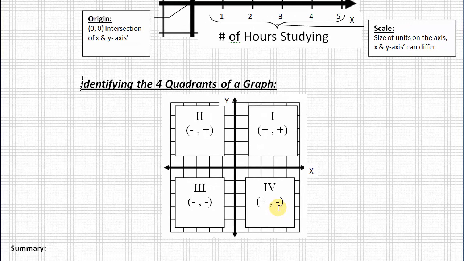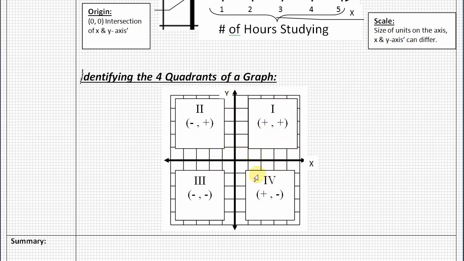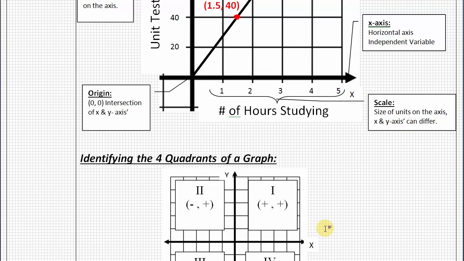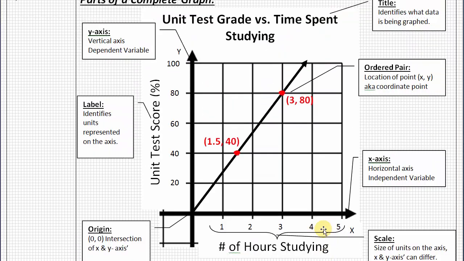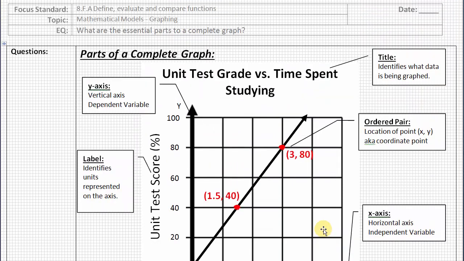So that's just a quick refresher on parts of a complete graph and making sure that you can identify the 4 quadrants of a graph. Please take a moment to make sure that your notes are complete. You could go ahead and start your summary, but make sure that you have all of this information copied down so that as we begin graphing more and more data, and we will do so throughout the whole school year, you know what you need to include in your graphs.